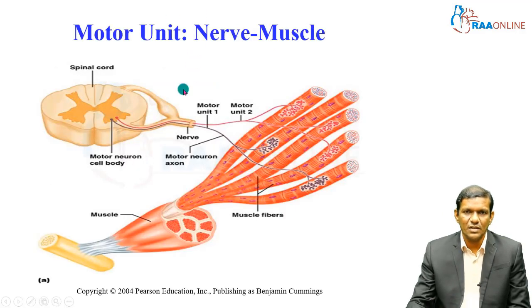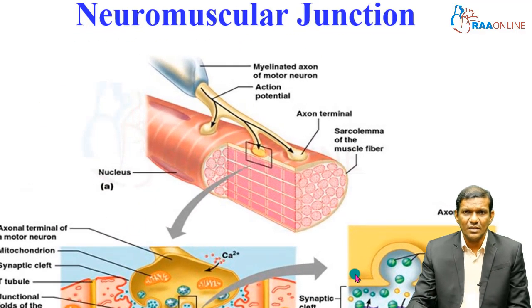Coming to the physiological aspect, the motor unit: in the spinal cord, in the dorsal horn, you have the motor neuron cell body, and the nerve arising from it is the motor neuron axon, and it terminates in each muscle fiber. There the motor neuron ends on the muscle fiber, and this junction is called the neuromuscular junction. So the motor unit is formed by the nerve as well as the muscle.